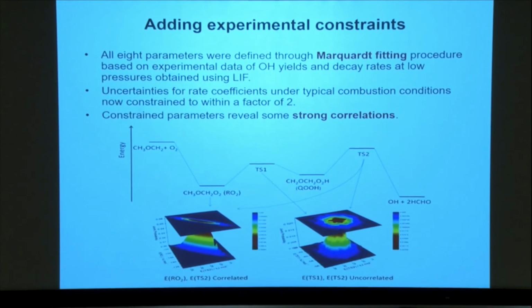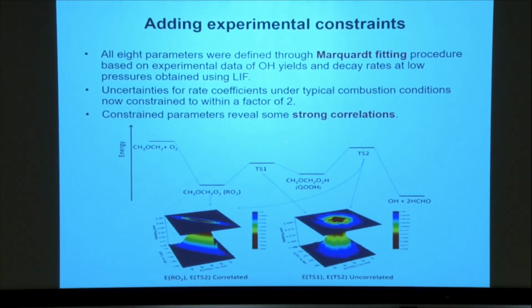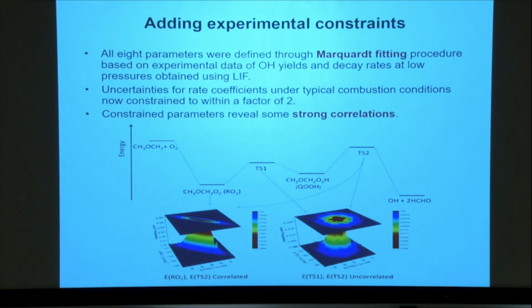And as a result of the optimization process, we end up then with correlated inputs. So we end up with quite strong correlations between the well depth for RO2 and transition state 2. But actually, I don't know if this was surprising or not, but there's not very much correlation between the two transition states that were constrained most by the experiments.